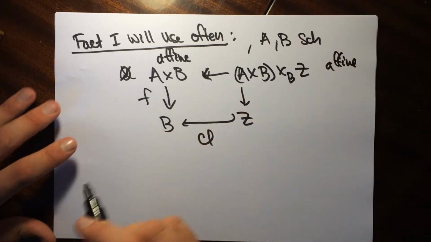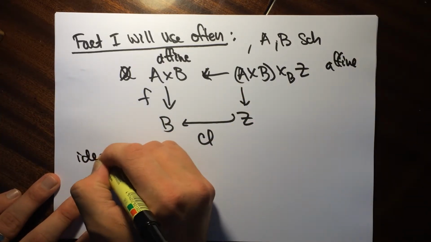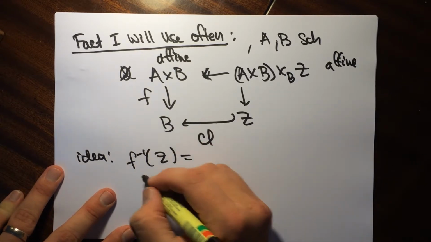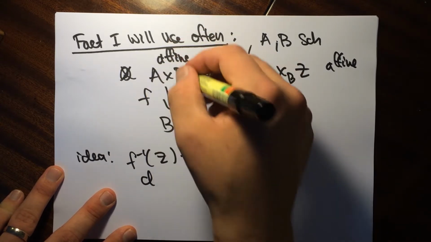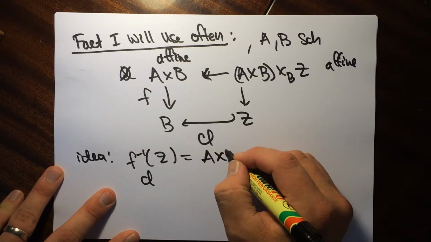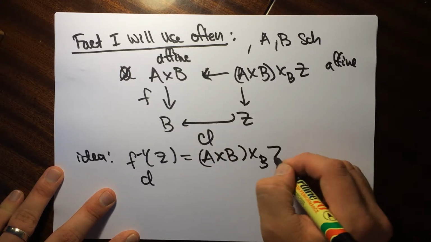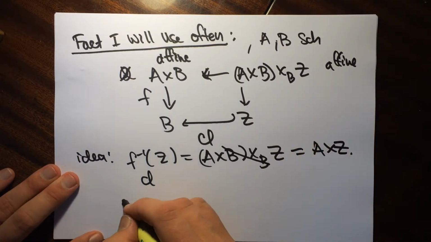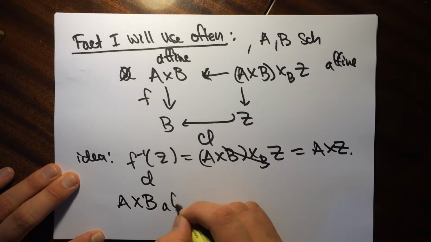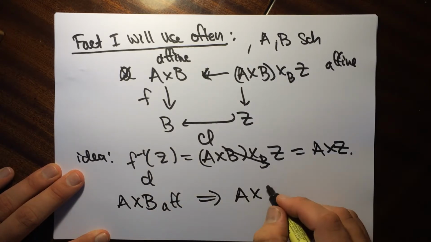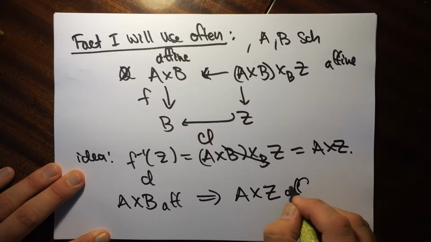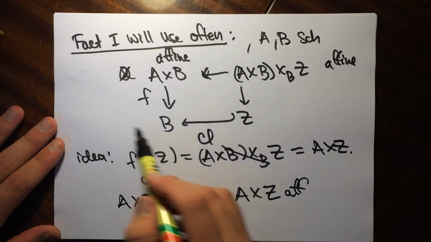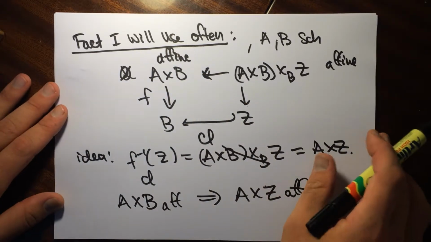So we base change by the closed immersion, and this is maybe even a proof. The inverse image of a closed set is closed, and this is a closed immersion. We're taking the inverse image here, and this is A cross B of Z, and these cancel, so this is just A cross Z. So if this is affine, then this is affine. The closed subscheme of an affine scheme is affine, because we're taking the inverse image of a closed immersion. And that's all we're going to be using.